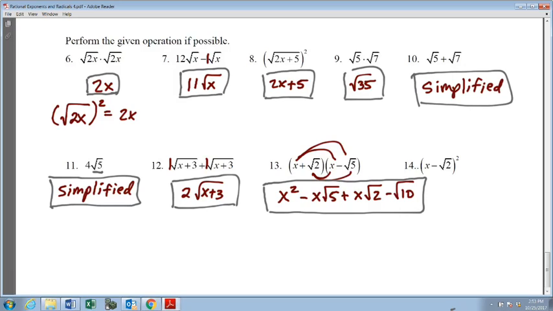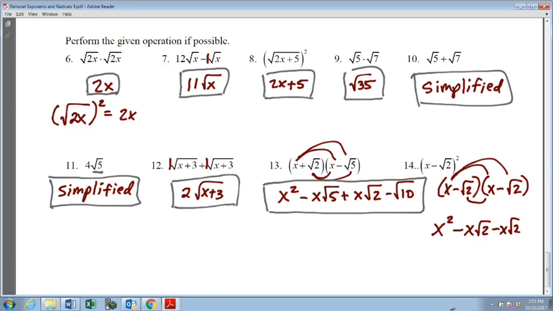Now on number 14, it's really just like the one we just did. We need to actually write out what x minus square root of 2 quantity squared means. It means multiply 2 of these guys. And then now we're just going to do like we did in 13. X times x is x squared. We're going to have a minus x square root of 2, another minus x square root of 2, and a plus. Now be careful, square root of 2 times square root of 2 is 2. So this will be a plus 2 since it's a negative times a negative.